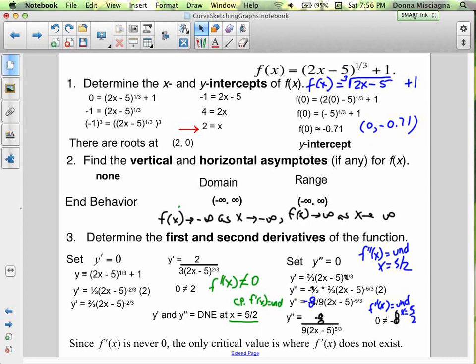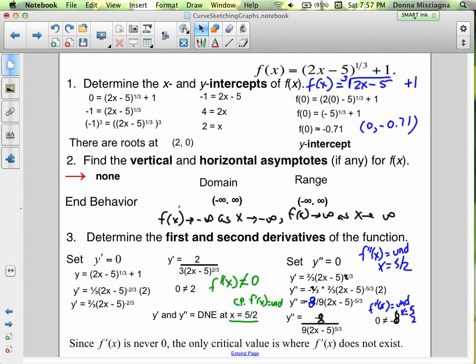Right, and then to find the y-intercept, you just plug in 0. And it is not that pretty of a number. It is approximately 0.1 because you got the cube root of -5. So not all that pretty. And I can't graph the cube root of -5, so I need to change that to a decimal equivalent.